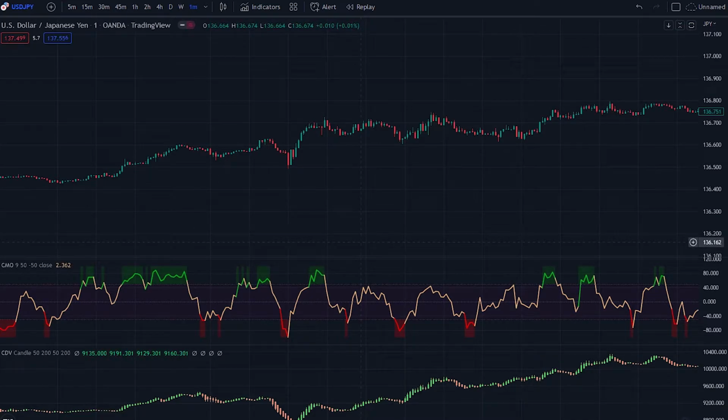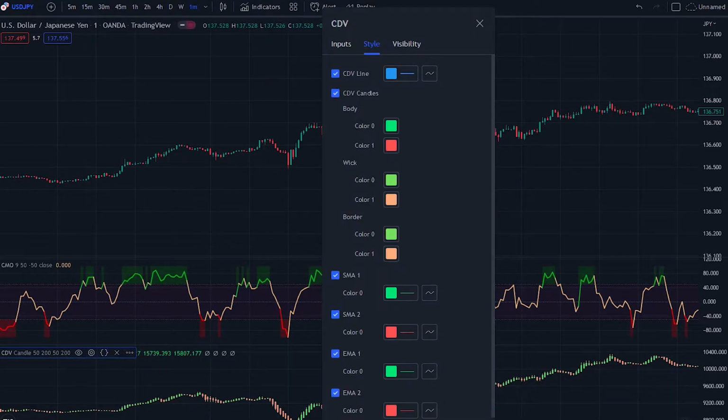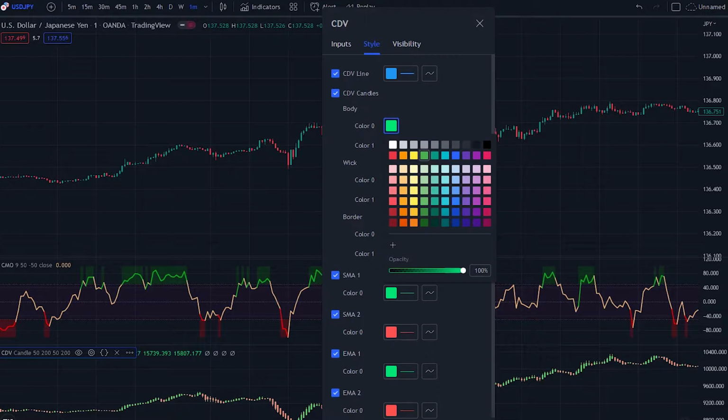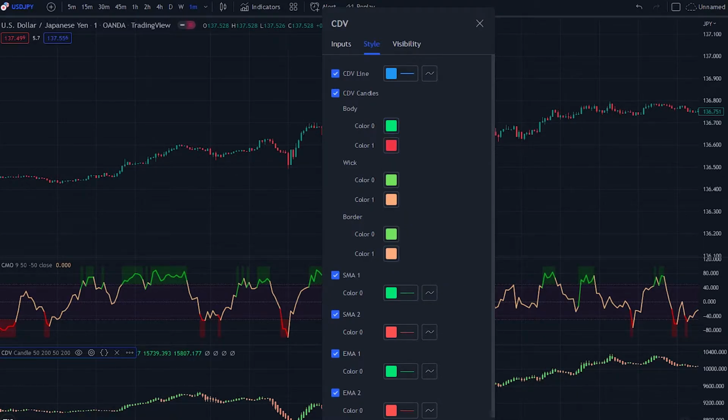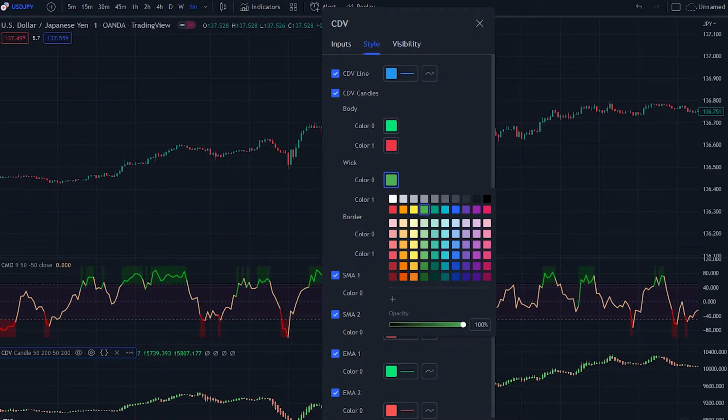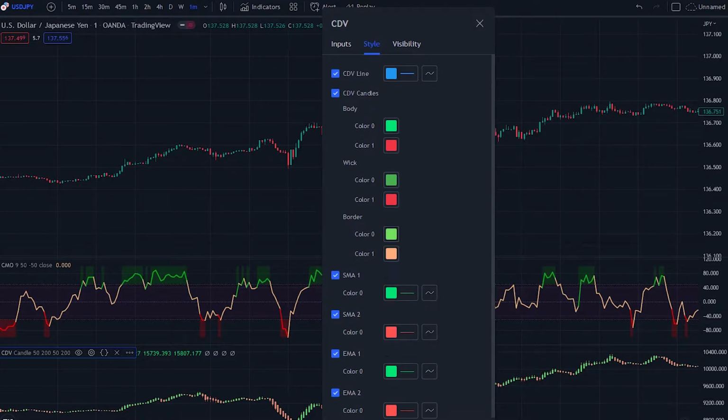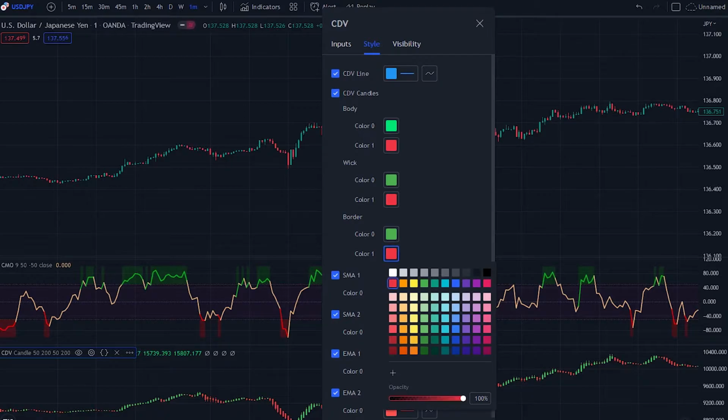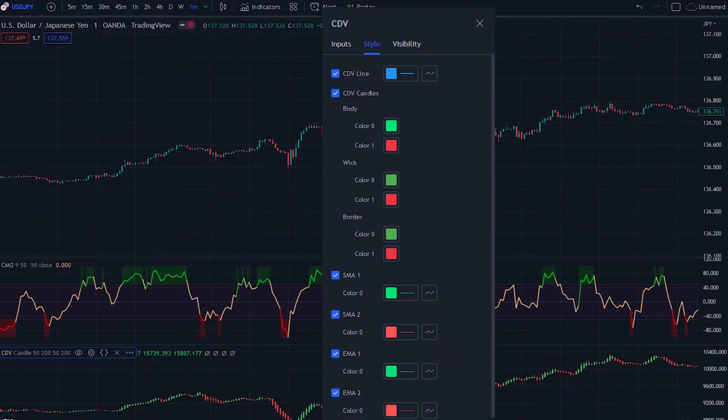Let's head over to the settings and make some adjustments. So we're going to double-click on the Cumulative Delta Volume indicator and change these colors to a better-looking green and a better-looking red. And for the inputs, we will leave it as it is. After that, click on the OK button.